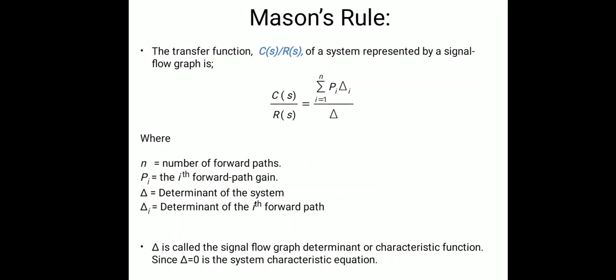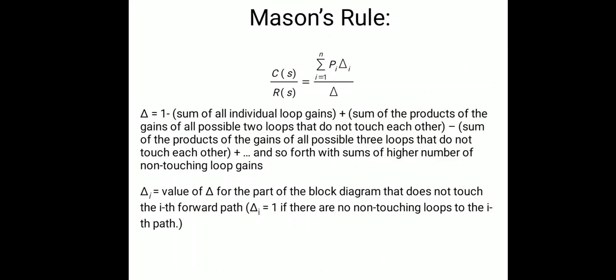Delta is the determinant of the system, and it can be determined by another Mason's gain formula. Delta is equal to 1 minus the summation of all individual loop gains, plus the summation of product gains of two non-touching loop gains, minus the summation of products of three non-touching loop gains, and so on. You can then find out the delta_i.